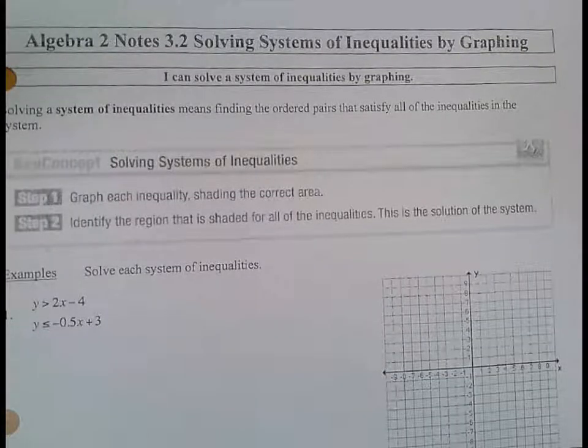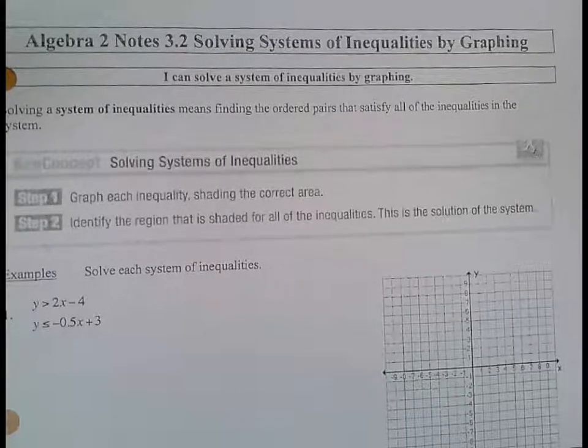Moving on to 3.2, solving systems of inequalities by graphing. So systems of equations, the past couple of lessons, there are 4 different methods you can use: tables, graphing, or the 2 algebraic ones, substitution and elimination. Solving systems of inequalities, there's one method. It has to be solved using graphs.